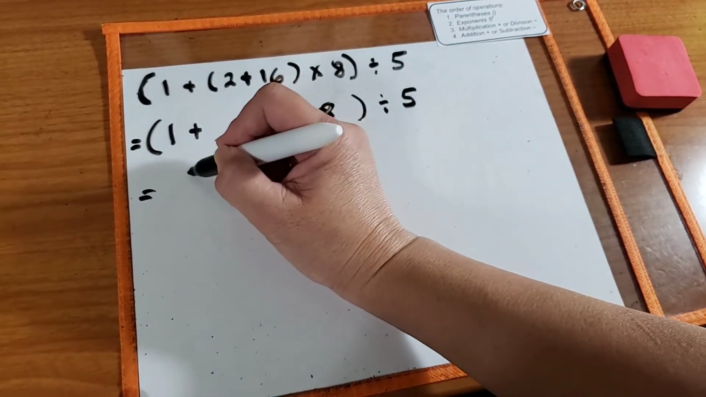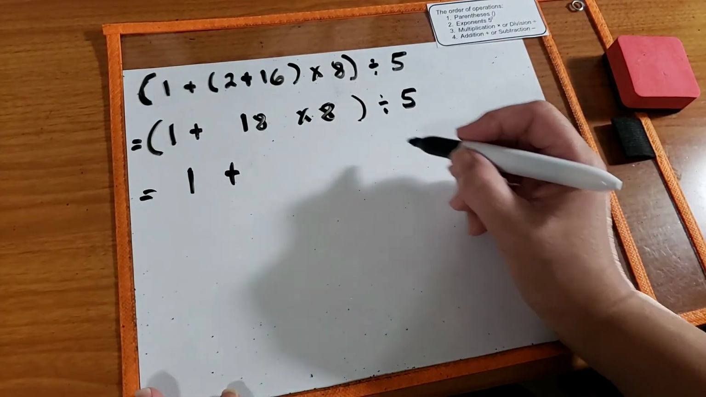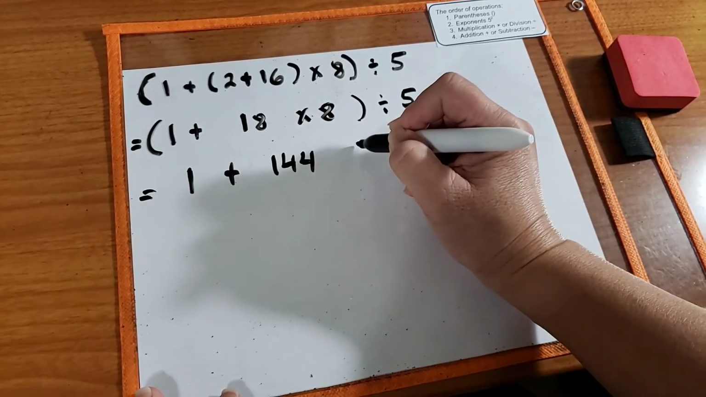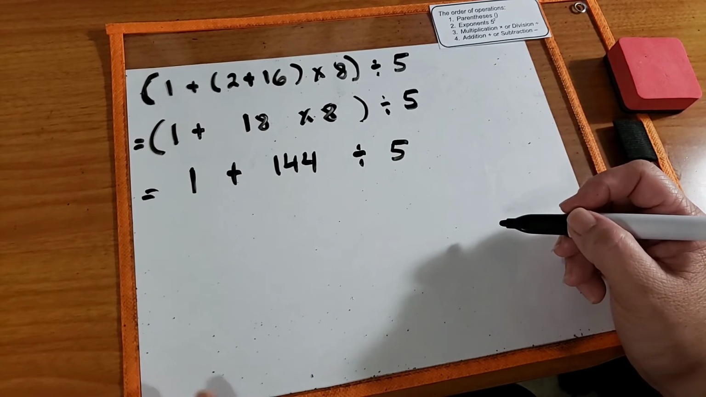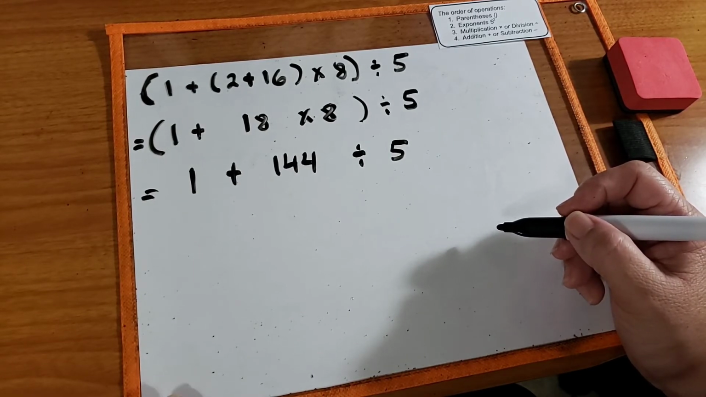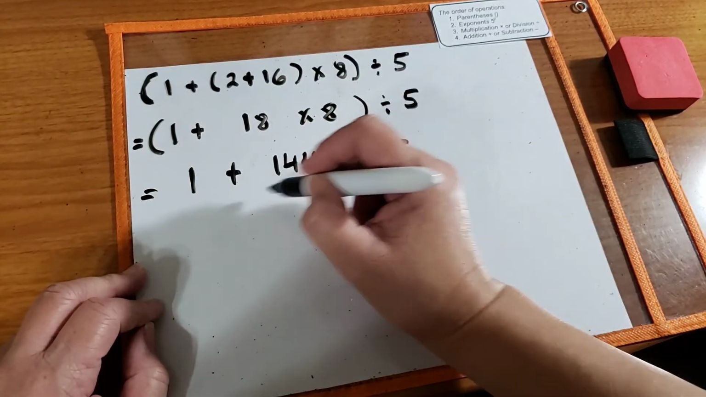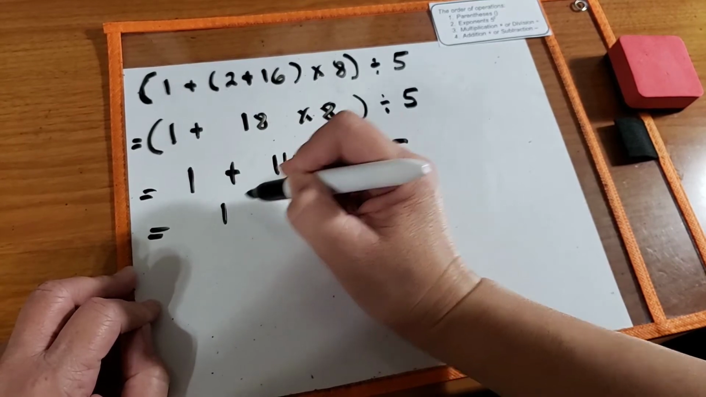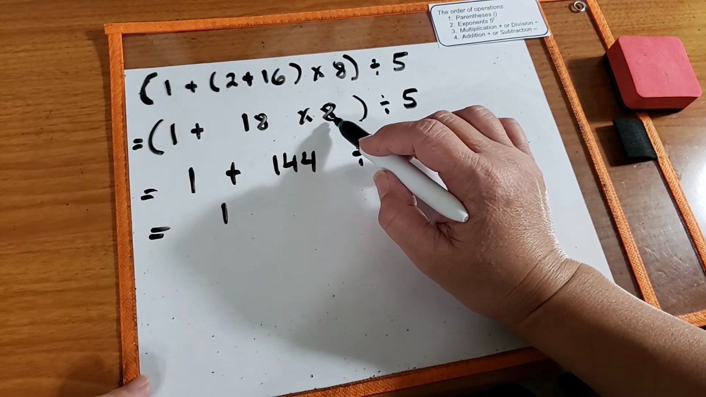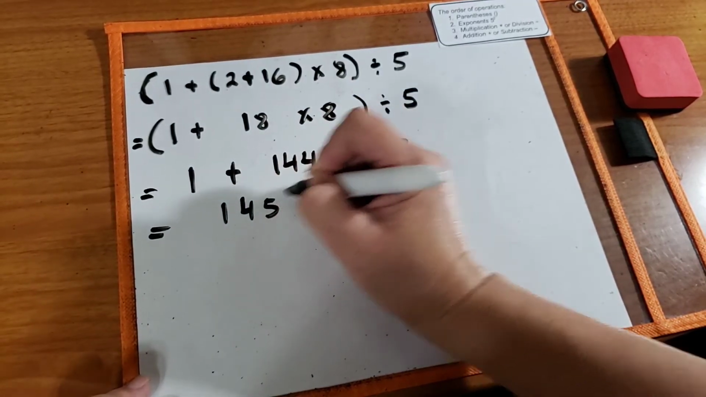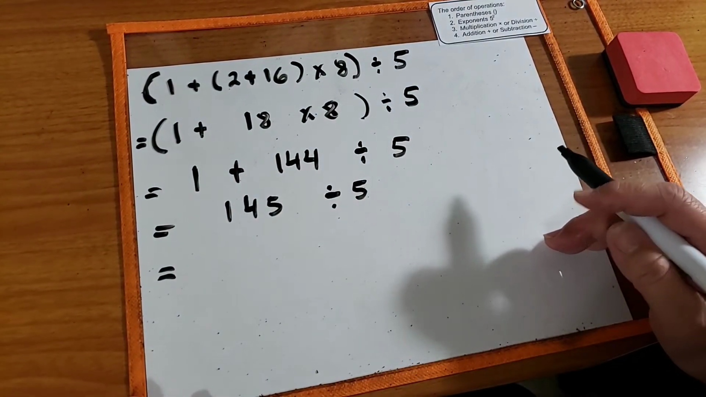Now we're going to do within the parenthesis first. Now I'm going to have 1 here plus 18 times 8. 18 times 8, I know, is 144, and it's going to be divided by 5. So now, because this is in here, I'm going to have 145. I just want you to know that, because the moment you multiply 18 times 8, you're going to add 1. So it would be 145 divided by 5, and I know that will give me 29.